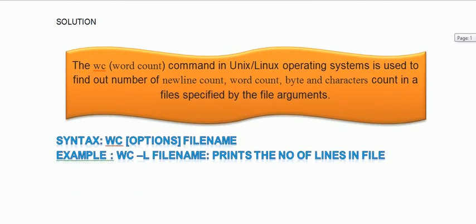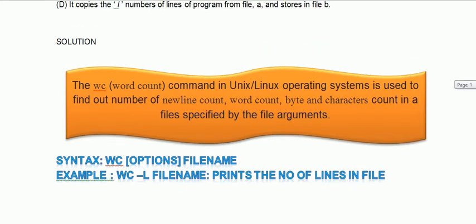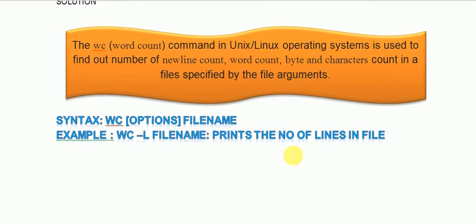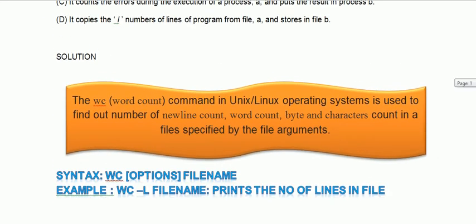So let us see the syntax. The syntax is WC, then the options, and then the file arguments, what we have to count. One of the options is -l. -l is used to count the number of lines in the specified file. So to count the number of lines in a file, we use WC -l. Then we specify the name of the file from which we have to count the lines.